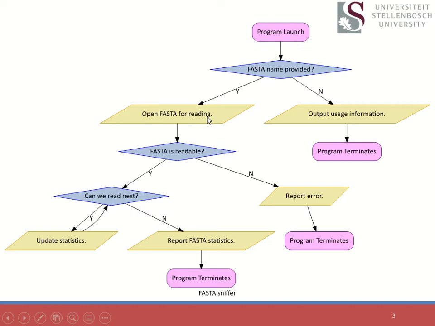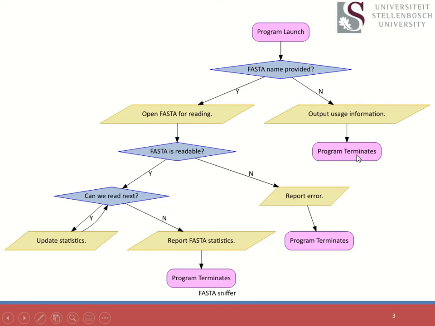Okay, so if they have provided that, we need to try to open this FASTA file that they've provided. Now, it's possible that somebody mistyped the name of the sequence database that they expected you to read. So if that's the case, you need to tell them that. You need to report the error, not just die in some sort of ugly error message, but give them enough information to say, hey, this file you told me to look for is not here, and then die.